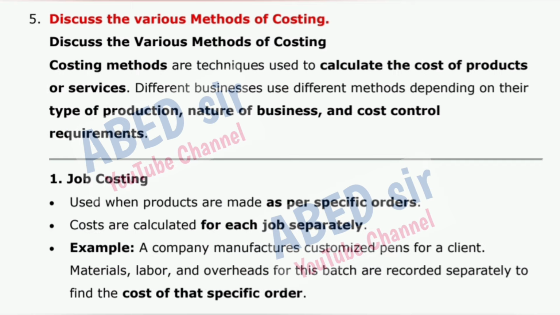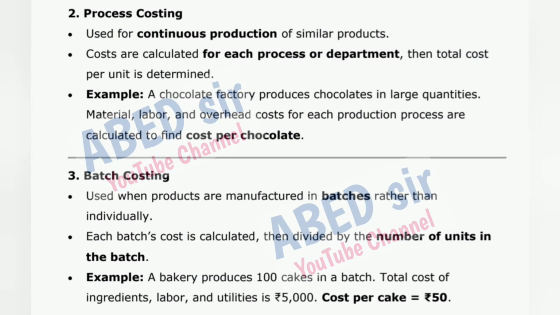Example, a company manufactures customized pens for a client. Materials, labor, and overheads for this batch are recorded separately to find the cost of that specific order. 2. Process costing. Used for continuous production of similar products. Costs are calculated for each process or department, then total cost per unit is determined. Example, a chocolate factory produces chocolate in large quantities. Material, labor, and overhead costs for each production process are calculated to find cost per chocolate.